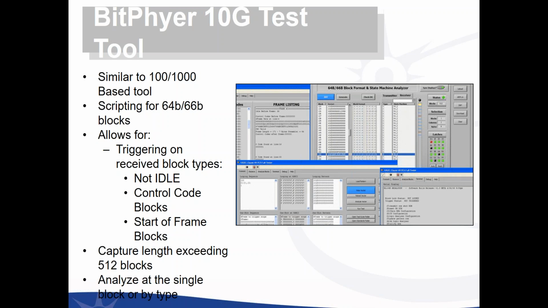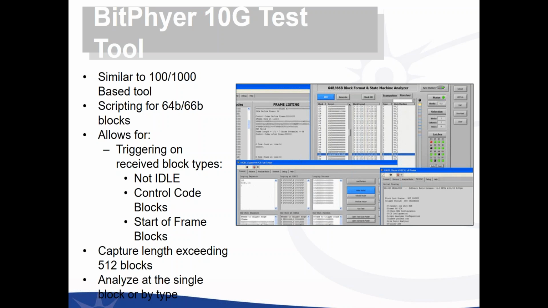And that is really to enable the flexibility necessary to do really thorough testing at the Clause 49 layer, where you have to be very specific about the bit ordering inside those 66-bit blocks. It allows for triggering on many different block types, and again, this is similar to the Bitfire for lower speeds, but it's specifically analyzing block encoding types.